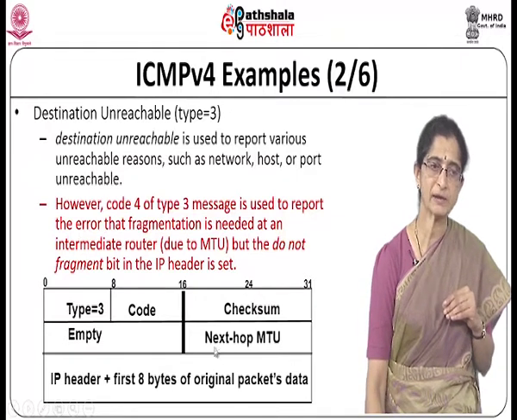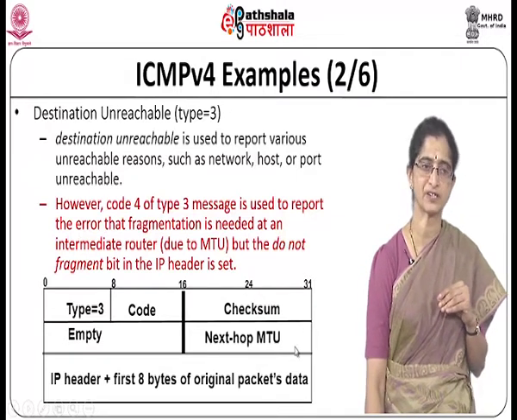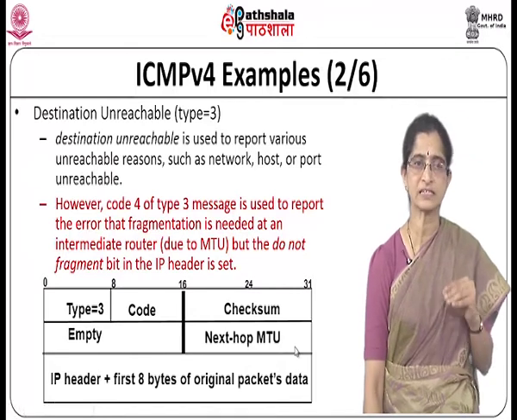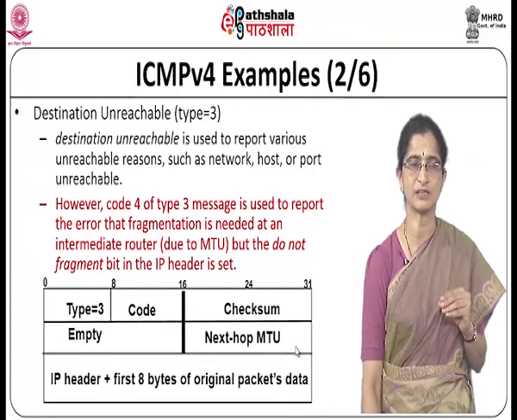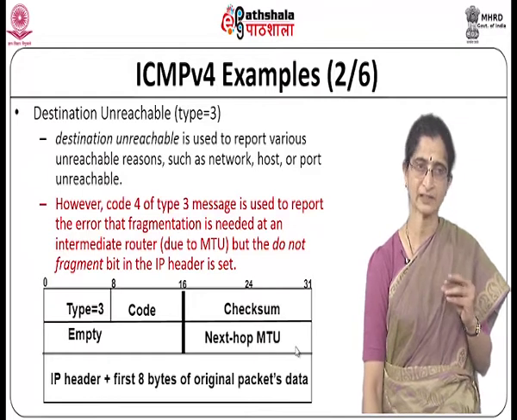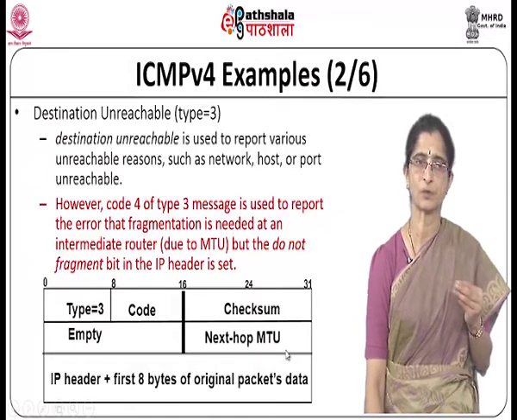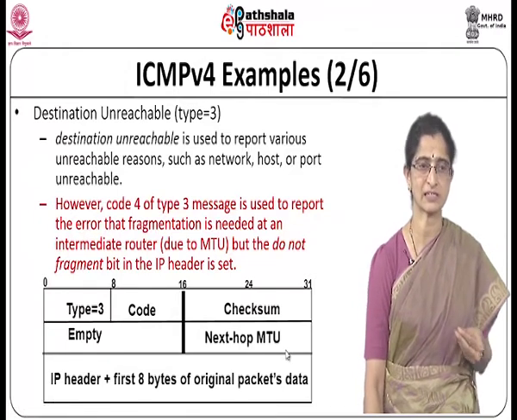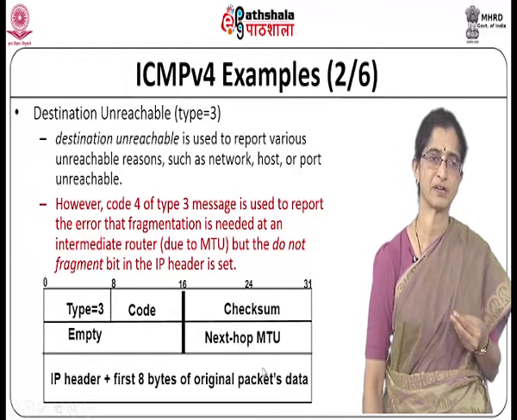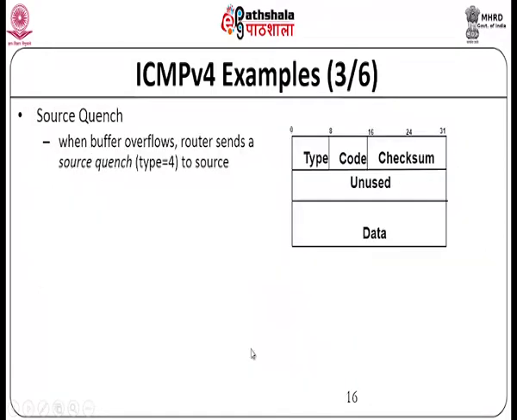Now, this next hop MTU, why is this specified in case of fragmentation needed? Because we need to know what is the size of the maximum transmission unit of the link layer there, so that we will know why this fragmentation was required. You get to know about the size. Some information about why fragmentation was required is specified over here.